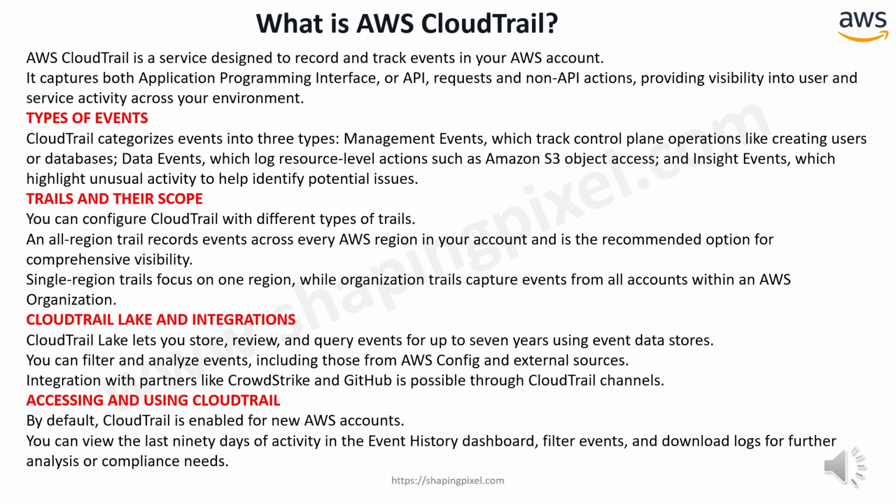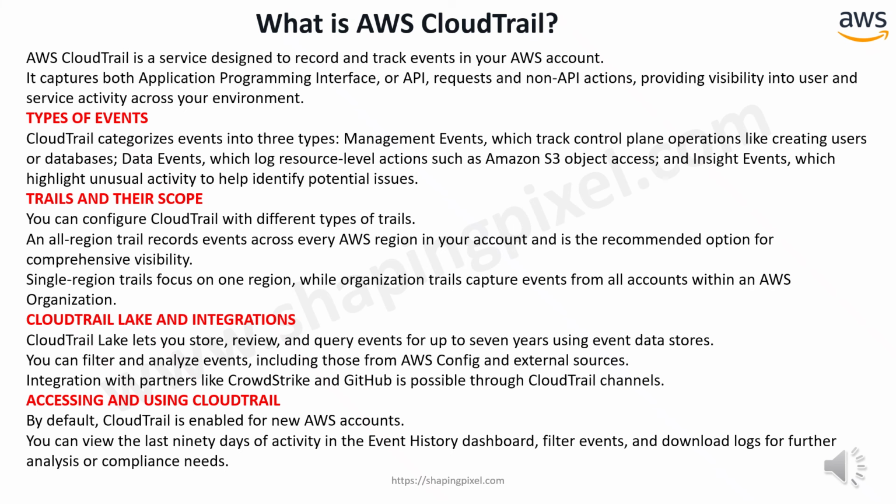Types of events. CloudTrail categorizes events into 3 types. Management events, which track control plane operations like creating users or databases. Data events, which log resource-level actions, such as Amazon S3 object access. And insight events, which highlight unusual activity to help identify potential issues.